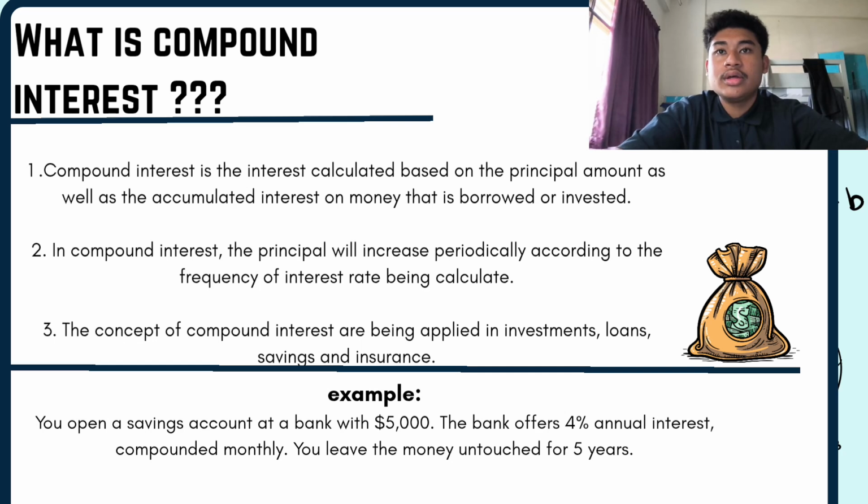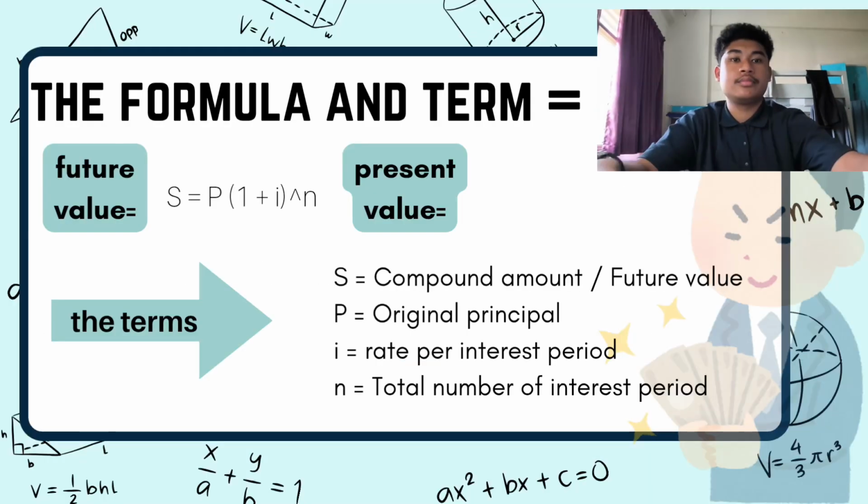Compound interest is the interest calculated based on the principal amount as well as the accumulated interest on money that is borrowed or invested. The concept of compound interest is applied in investment, loan, saving and insurance. For example, you open a savings account at a bank with RM5,000. The bank offers 4% annual interest, compounded monthly, and you leave the money untouched for 5 years.